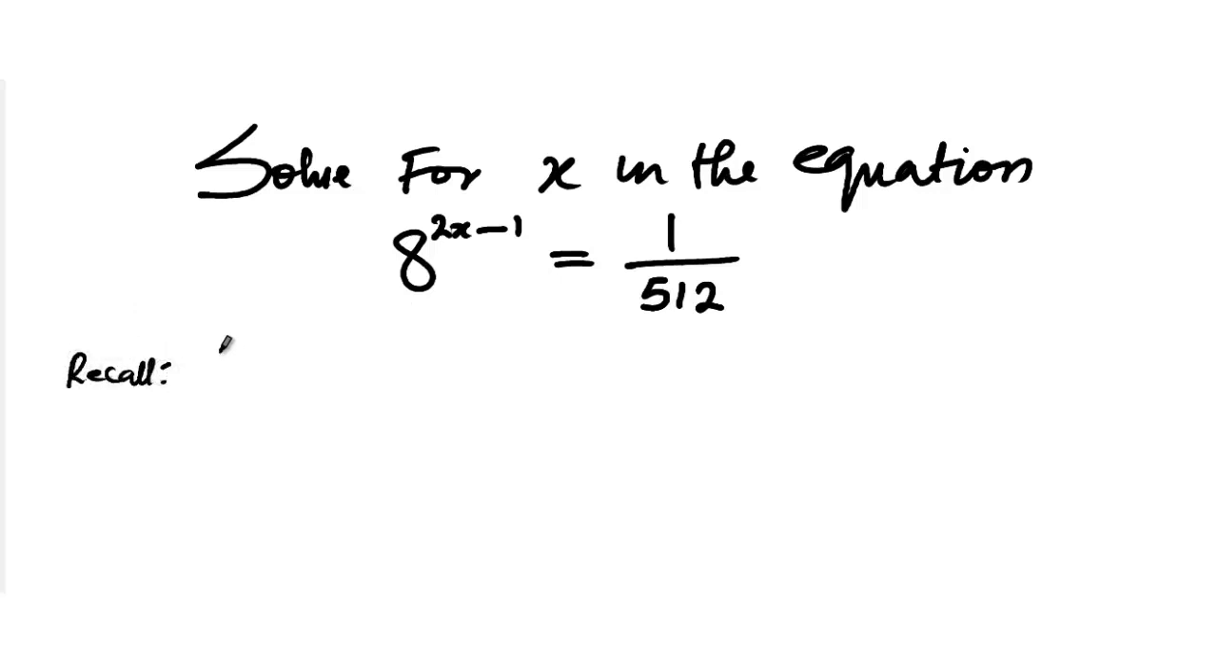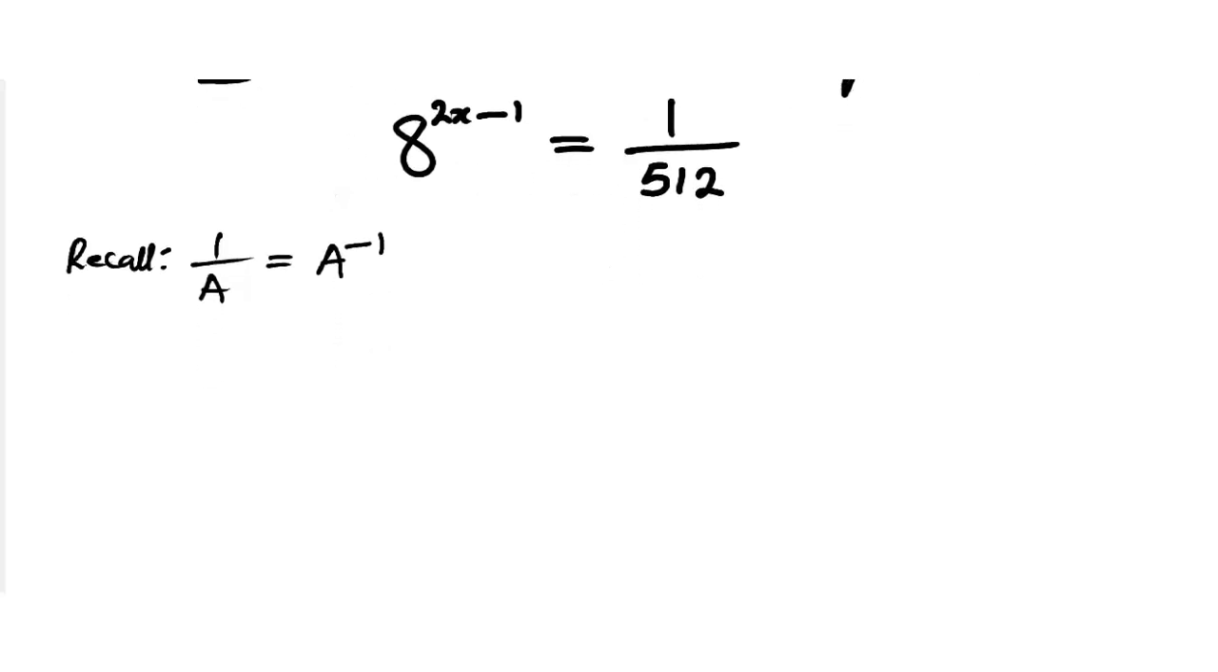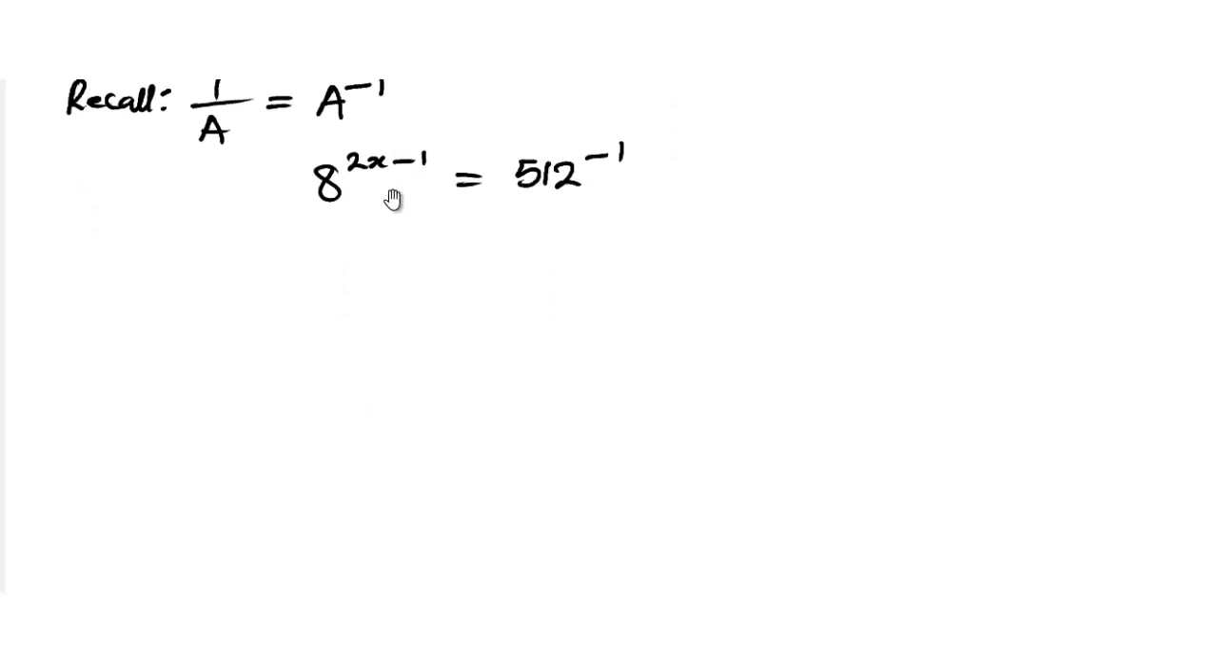Recall that 1 over a, from the law of indices, is the same thing as a raised to power minus 1. The reason behind this is I want both sides on the same level. So we can say 8 raised to power 2x minus 1 equals 512 raised to power minus 1. Okay, so the next thing is now to use the concept of least possible base.